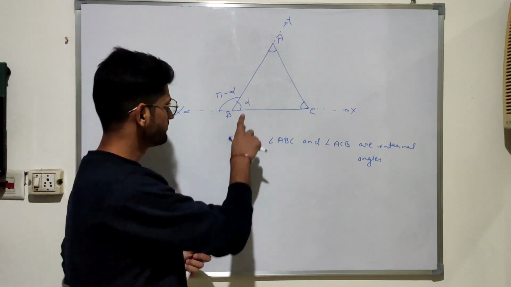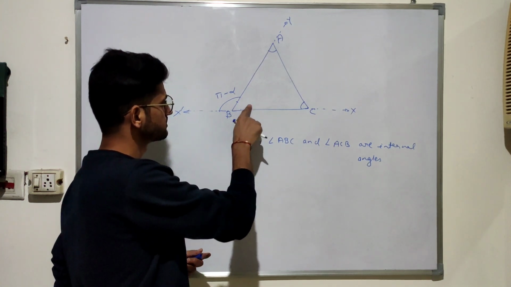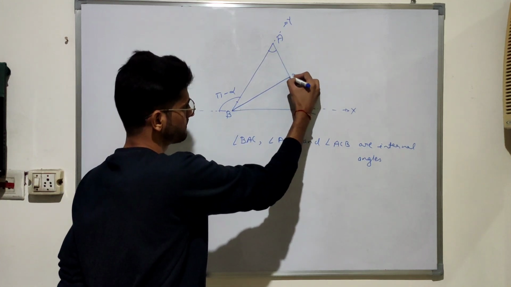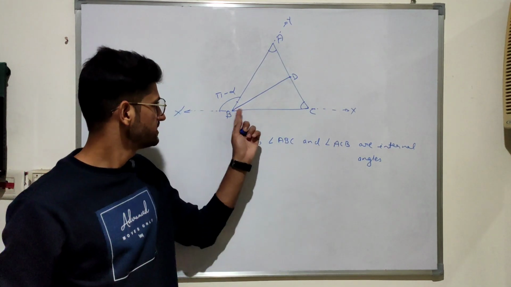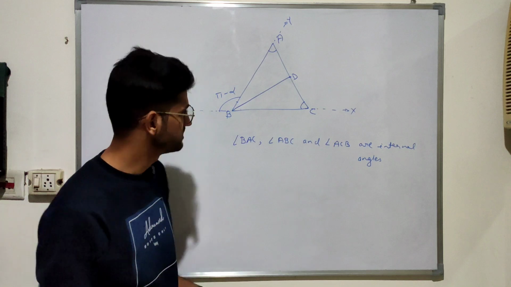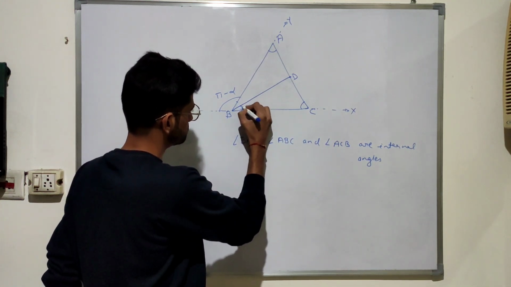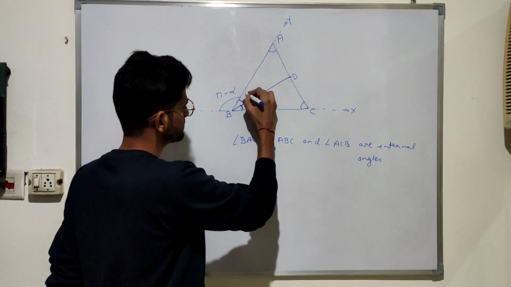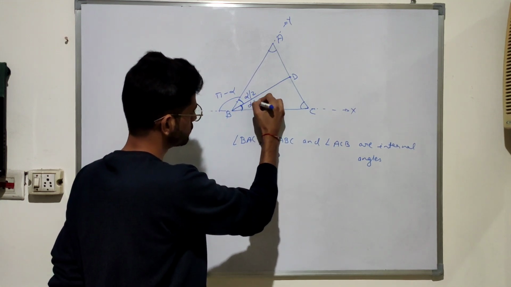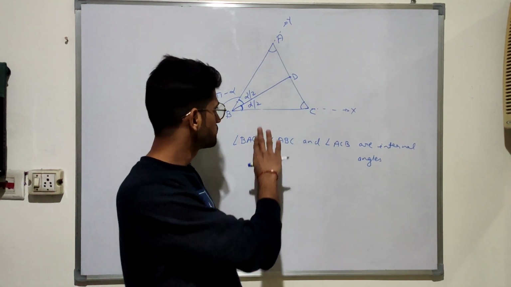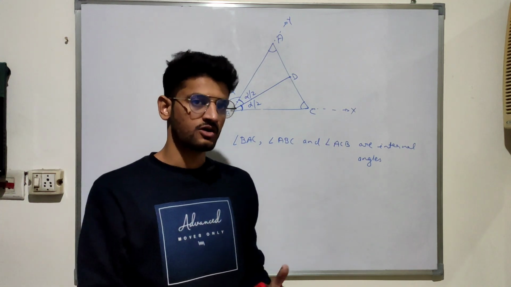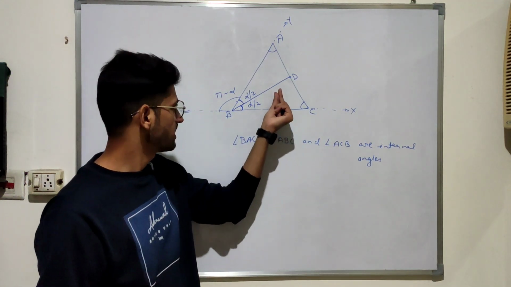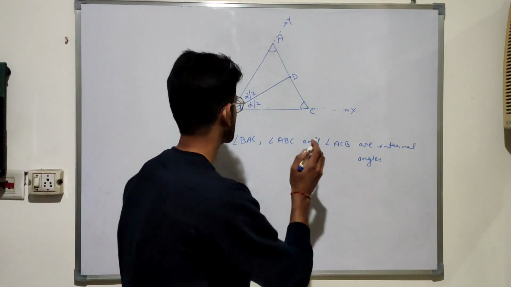So here, when we divide angle ABC into two equal parts, let's say this is point D, and we say that BD is an angle bisector, it means angle DBC and angle ABD are going to be equal. Let's say if it is alpha by 2, then the other is also alpha by 2. So BD is going to be known as the internal angle bisector, because it is dividing the internal angle into two equal parts.